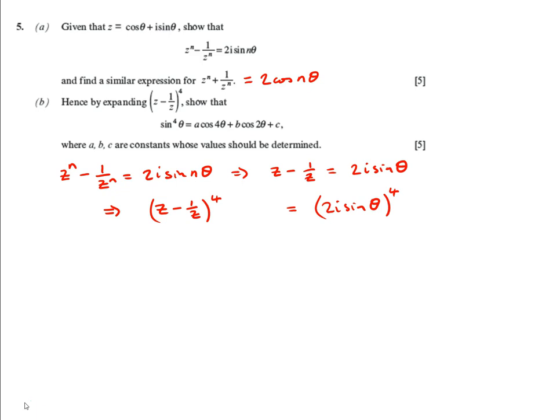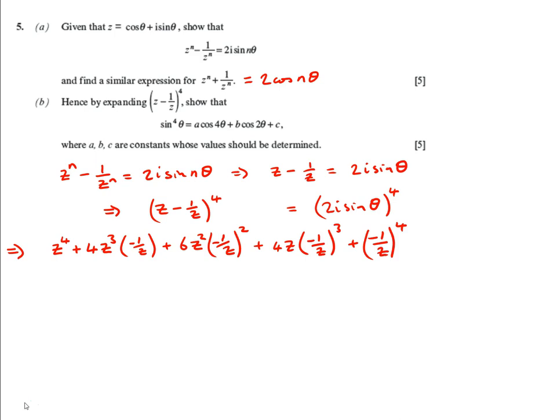Now we'll expand, first of all, the left-hand side using the binomial expansion. So that's going to give me z to the 4 plus 4 lots of z cubed times minus 1 over z, plus 6 lots of z squared times minus 1 over z squared, plus 4 lots of z times minus 1 over z cubed, plus 1 lot of minus 1 over z to the power 4. So that's just my binomial expansion.